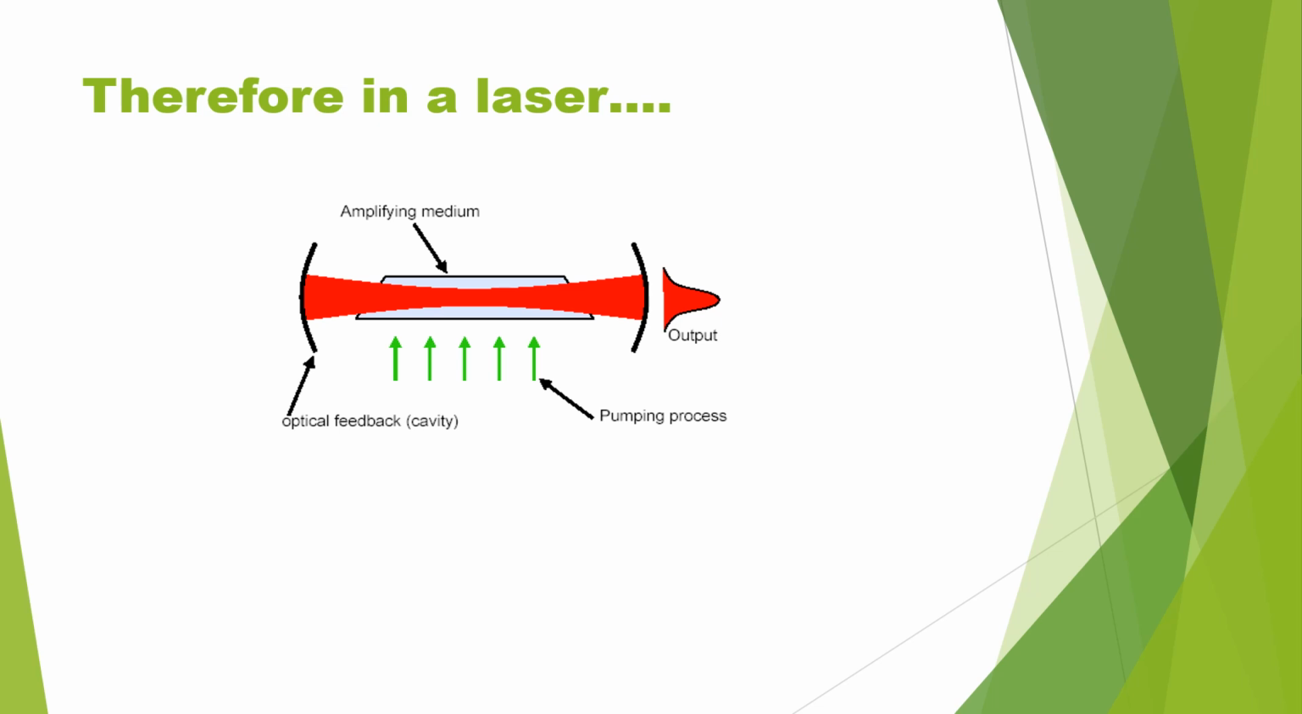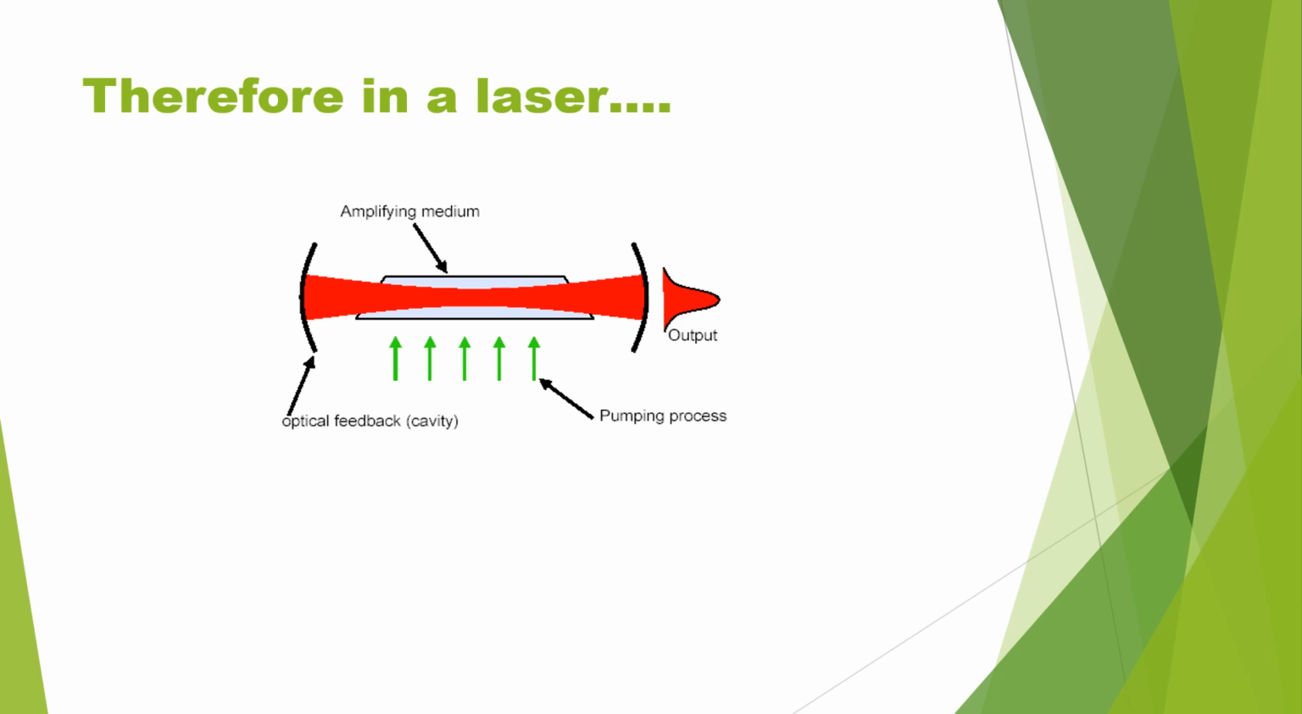For excitation of an atom and to achieve the population inversion condition, pumping is required. So, in crystal lasers, optical pumping is required, in the helium neon laser we require electrical pumping, and in some cases we use chemical pumping also.